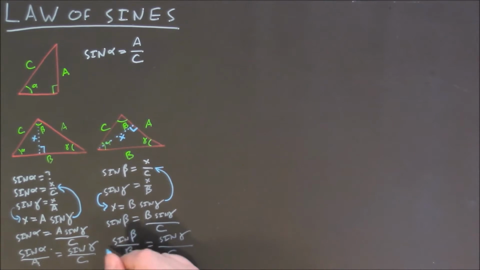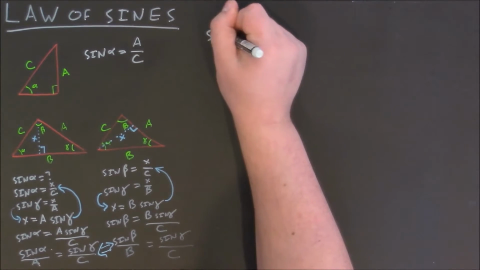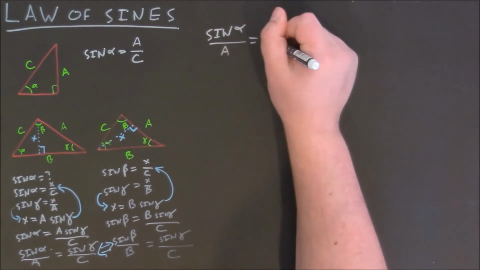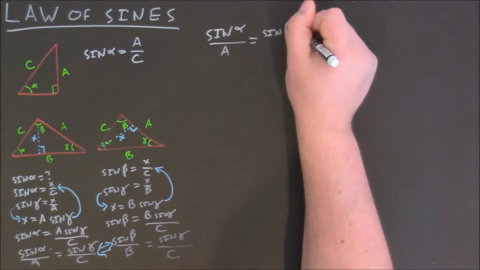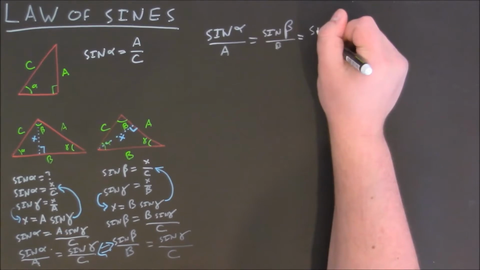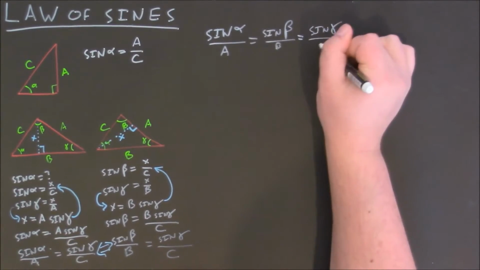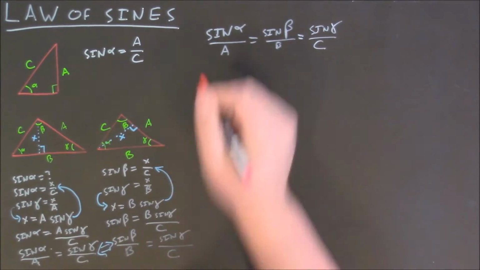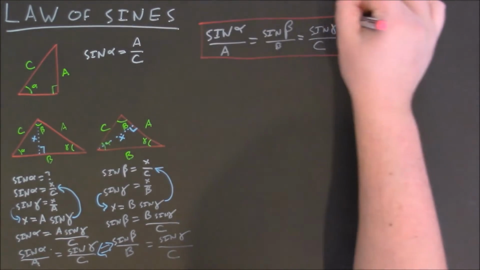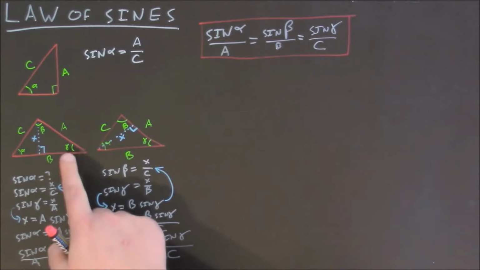These two equations combined are the entire law of sines. So let's write it in a way that's a little easier to see. So now we have that the sine of alpha over a is equal to the sine of beta over b, which is equal to the sine of gamma over c. And this is the law of sines for a triangle.